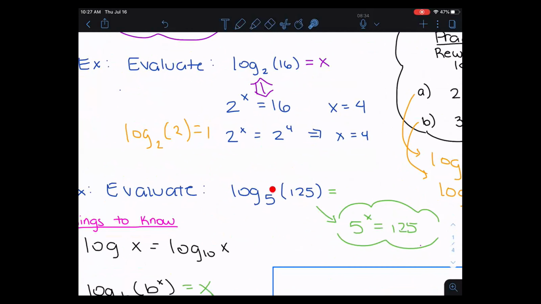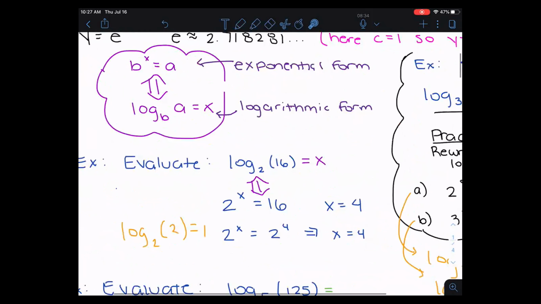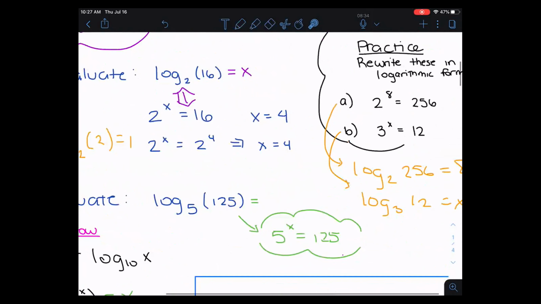So if you guys wanted to find log base 5 of 125, again, it's like thinking 5 to what power gives me 125? And that's just by rewriting it like this. So you're taking the logarithmic function and rewriting it back into the exponential function. So you guys get that 5 to what power gives me 125? Well, that is to the 3rd power.